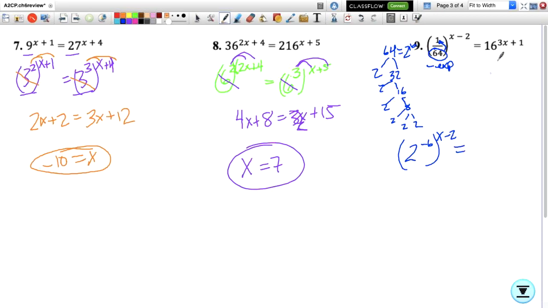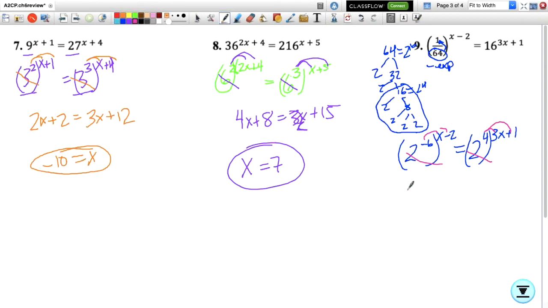So because this is a base of 2, I want this to be a base of 2. If I look here, 16 exists right here. It's going to be 2 to the 4th power. So I'm going to have 2 to the 4th is equal to 16, and then I'm going to raise it to 3x plus 1. At this point, both my bases are the same, so I can cancel them, and I'm going to use my power rule to distribute my exponent through.